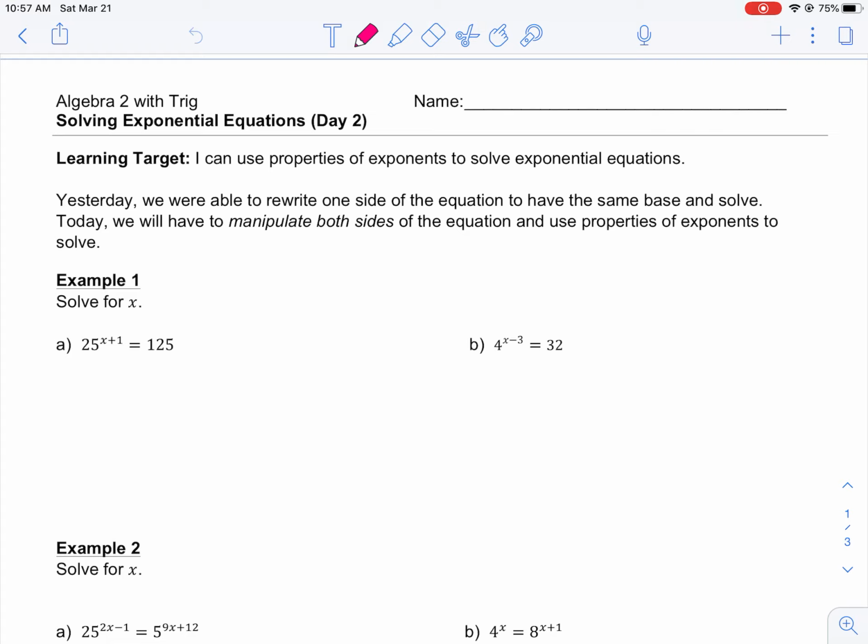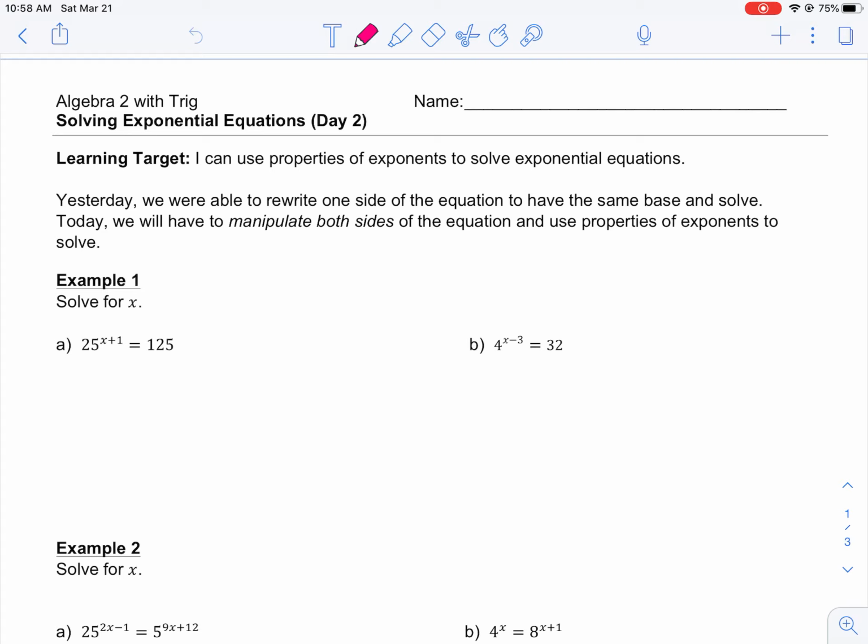We're going to continue talking about solving exponential equations today. But in day 2, we're going to look at some problems that are a little bit more challenging. So a couple differences. We might have to rewrite both sides of the equation to have the same base. And we might have to use the power property to multiply an exponent by an exponent.